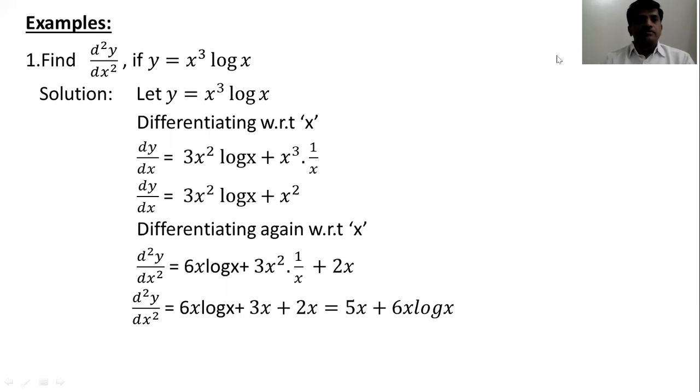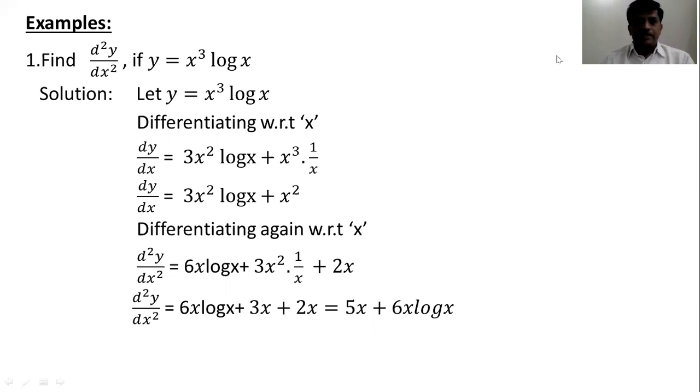Related examples: find d square y by dx square if y equals x cube log x. Let y equals x cube log x. Differentiating with respect to x, to differentiate the right hand side, we have to apply product rule. Differentiation of first function x cube becomes 3x square into log x, plus first function into differentiation of second function log x, which is 1 by x. If we simplify, we get dy by dx equals 3x square into log x plus x square.